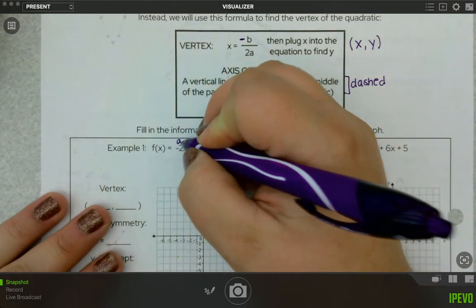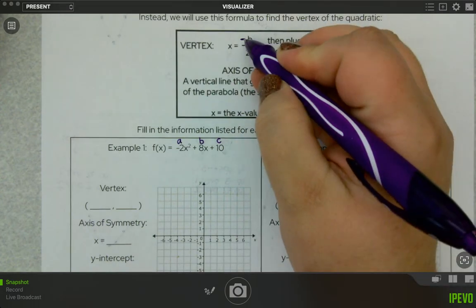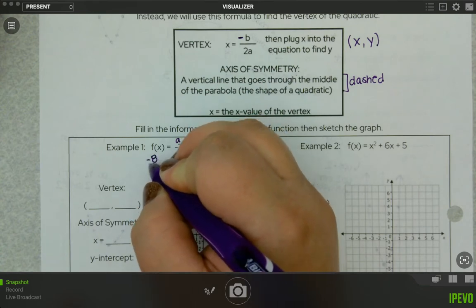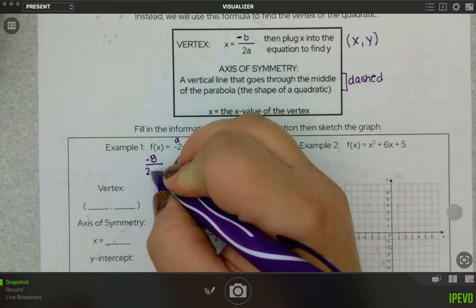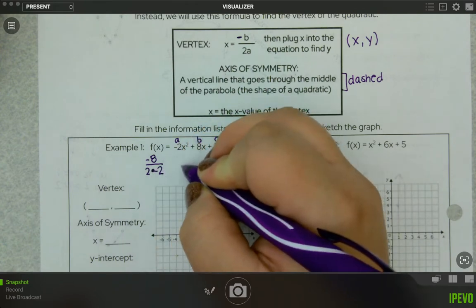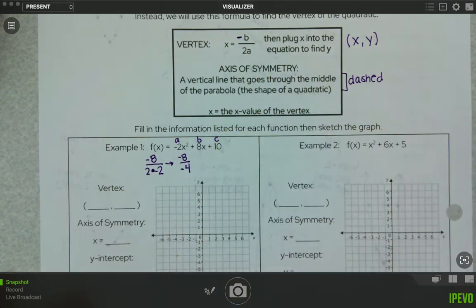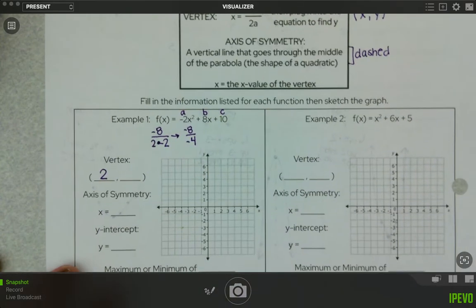This is A, B, and C. You do not need to label them every time because they go in order, so it shouldn't be that hard to keep track of them. But you're going to take the opposite of B on top. So it's 8 right now, it's going to become negative 8. Divided by 2 times A. A is negative 2, so this will be 2 times negative 2. Which really is negative 8 divided by negative 4. Well, negative 8 divided by negative 4 is 2. So that's the first part of your vertex.